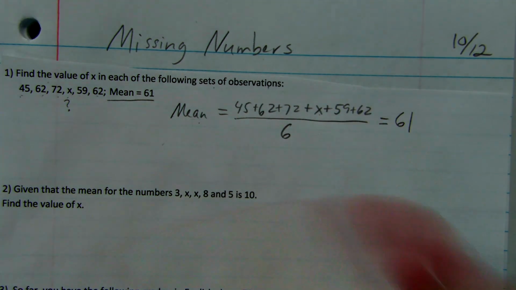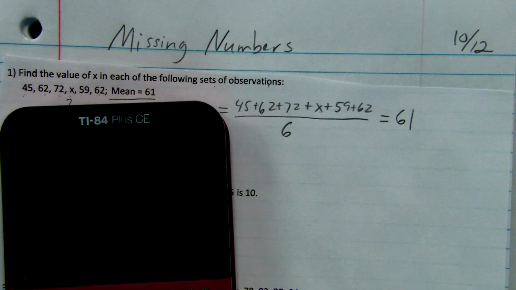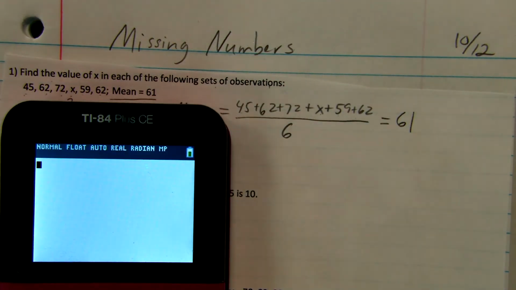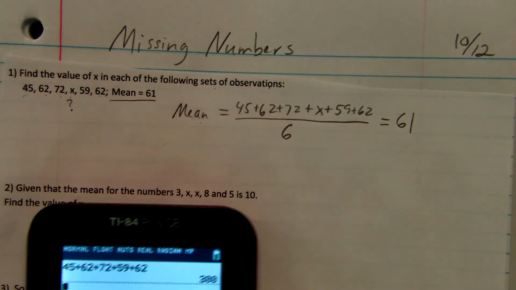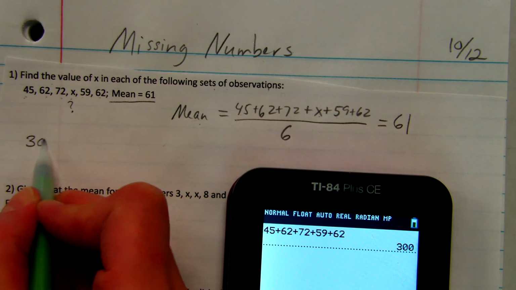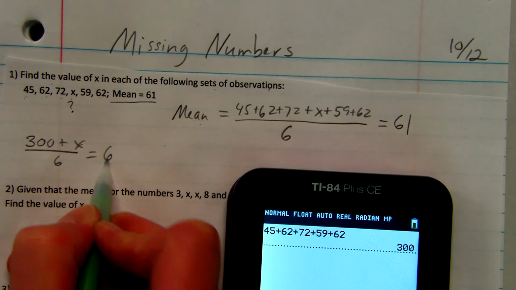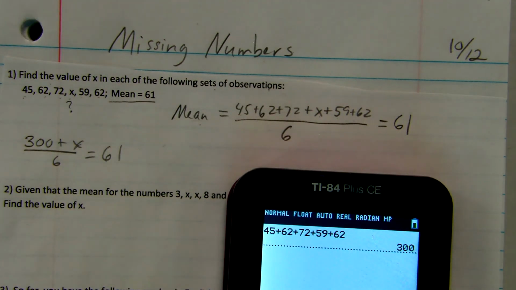So what I would do first is add up all the numbers that we do know. I would take my calculator and add up 45, 62, 72, 59, 62. Add all of those up. And so now I'm just going to come over here. I'm going to have 300 plus x divided by 6 is 61. And now this is taking us back to equations that we had in middle school.